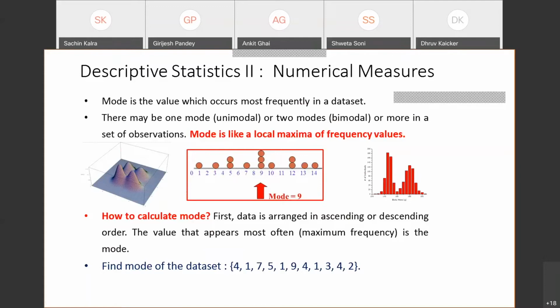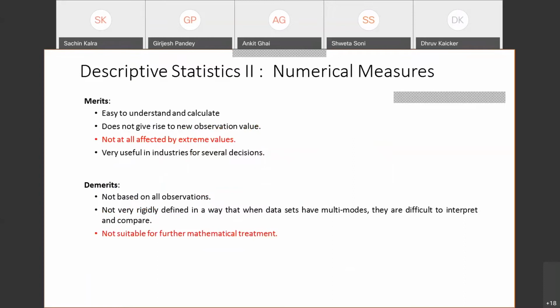Now, how to calculate mode? Very simple. Just arrange the data in ascending or descending order. Whichever value appears the maximum number of times, or you take the count, is the mode. Simple. No hard and fast rules. But what is important is what are the merits and demerits. Mode is easy to understand and calculate. Yeah, that's very simple. Now mode does not give rise to new observation value. No even-odd problem. And it's not at all affected by extreme values. Why would it be, right? Because we are only taking the count.